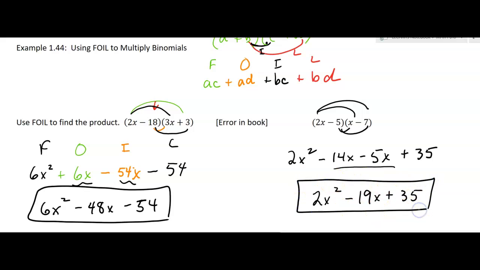Okay, so we're multiplying a binomial times a binomial. There's also what's called the box method. If you're used to that, I'm fine if you want to use that method, or a stacked method, that's fine too. I just usually use FOIL, but there you go.